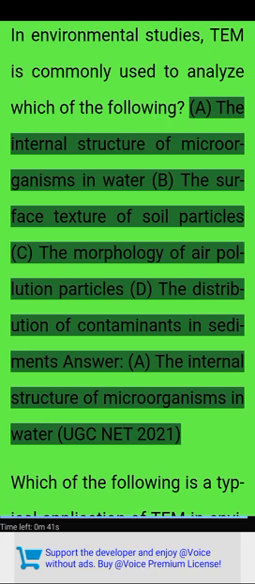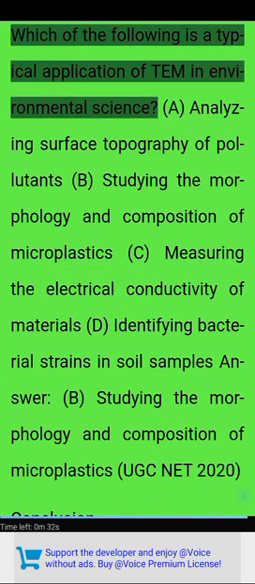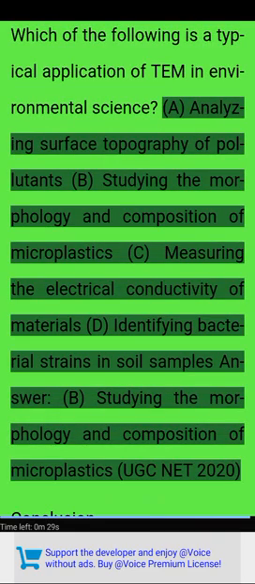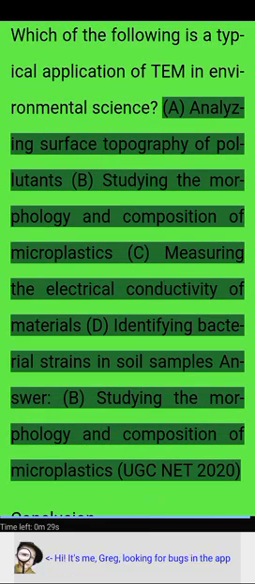UGC NET 2021. Which of the following is a typical application of TEM in environmental science? A. Analyzing surface topography of pollutants. B. Studying the morphology and composition of microplastics. C. Measuring the electrical conductivity of materials. D. Identifying bacterial strains in soil samples. Answer: B. Studying the morphology and composition of microplastics.